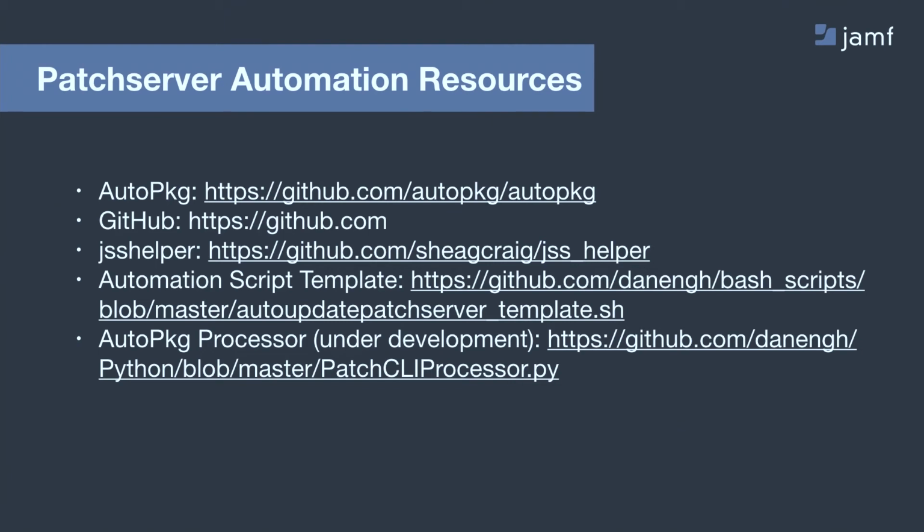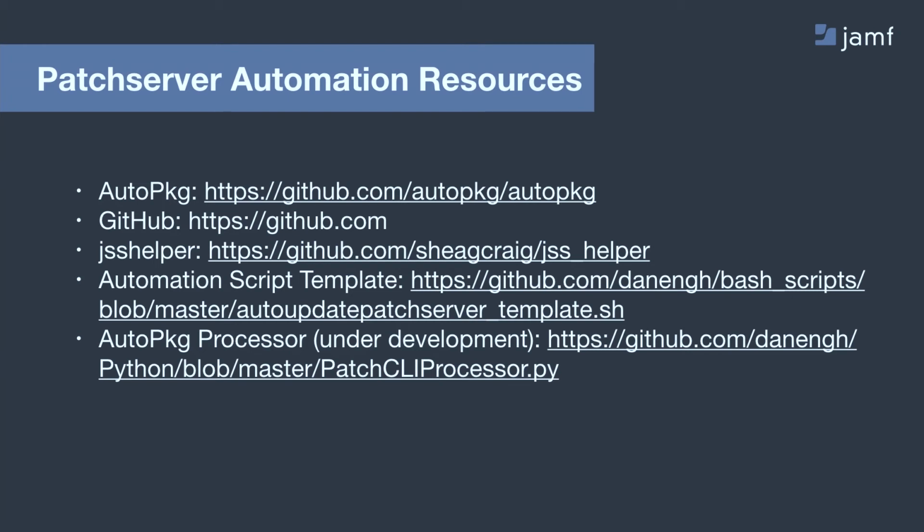Again, I have the URLs for the patch processor I'm working on, the template for the script, the automated script, JSS helper, which is a necessary tool and built into that script. If you have other things that you want to use, you certainly can. And then just GitHub and AutoPkg.